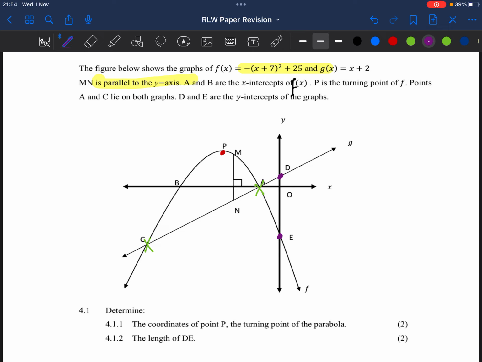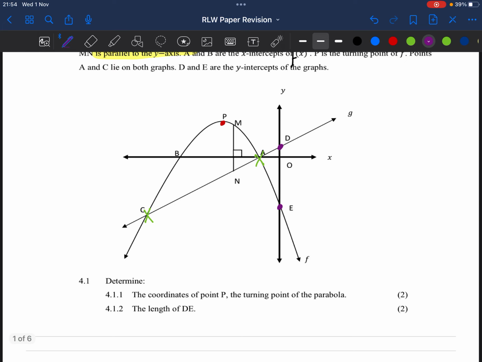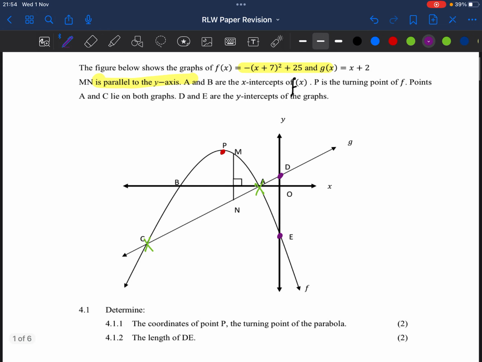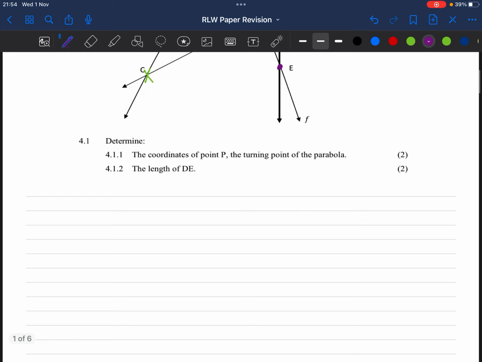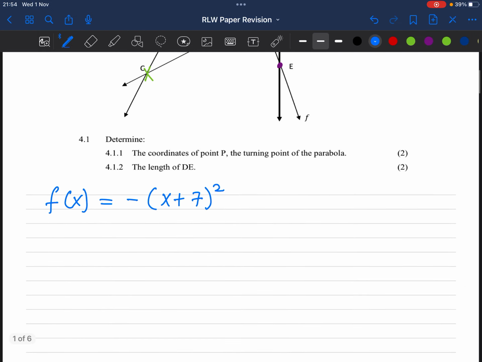Please, when you use these methods, check your mark allocation. Your mark allocation is 2 marks, meaning you will have to use a shorter method, which is inspection in this case. But I'm going to show you 3 methods so that when you encounter the same problem as this one, you know that you have at least 3 methods to solve the turning point of a parabolic function. Now let us start. We have f of x equivalent to negative into x plus 7 to the power of 2 plus 25.